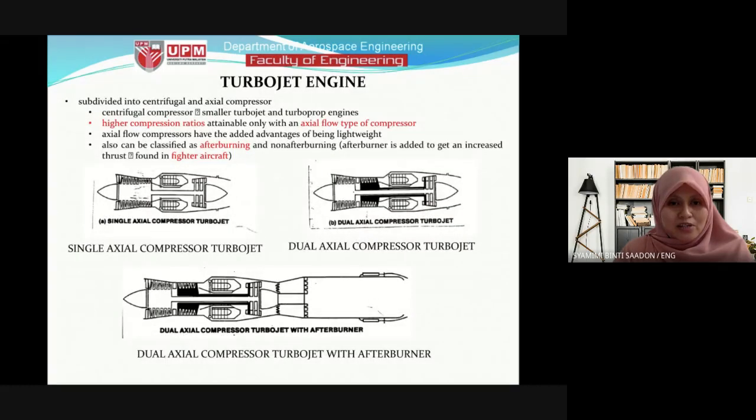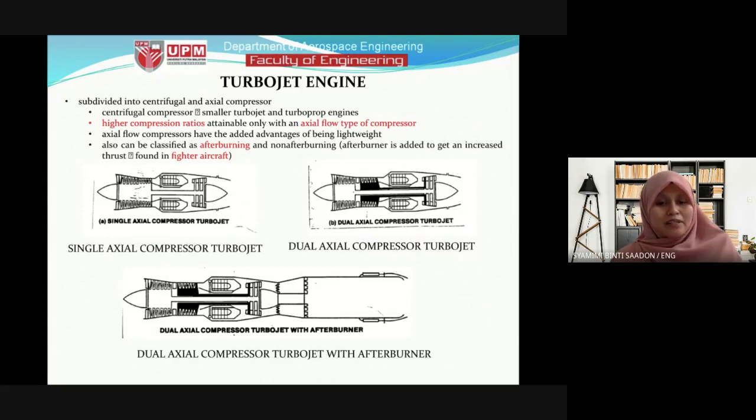Next one, still turbojet engine. More precisely, we have single axial compressor turbojet engines or dual axial compressor turbojet engines. There are also turbojets with and without afterburner. Afterburner means that the combustion process is done twice.